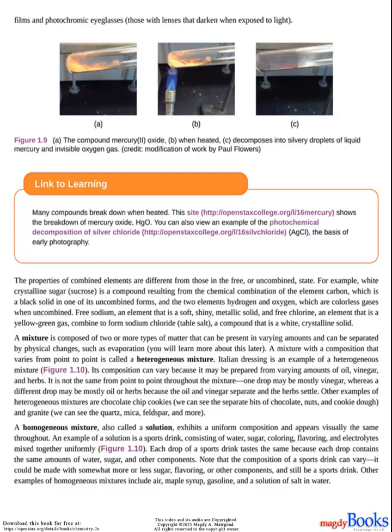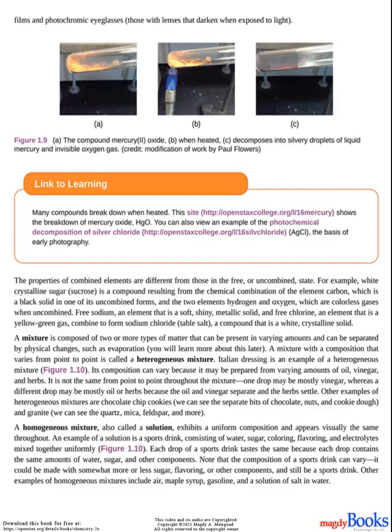A mixture is composed of two or more types of matter that can be present in varying amounts and can be separated by physical changes, such as evaporation. You will learn more about this later. A mixture with a composition that varies from point to point is called a heterogeneous mixture. Italian dressing is an example of a heterogeneous mixture, Figure 1.10. Its composition can vary because it may be prepared from varying amounts of oil, vinegar, and herbs. It is not the same from point to point throughout the mixture. One drop may be mostly vinegar, whereas a different drop may be mostly oil or herbs because the oil and vinegar separate and the herbs settle.